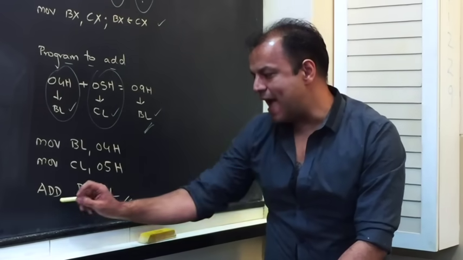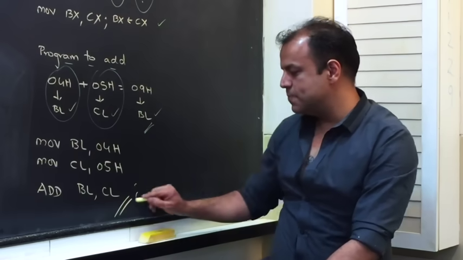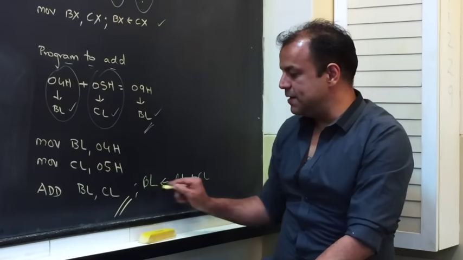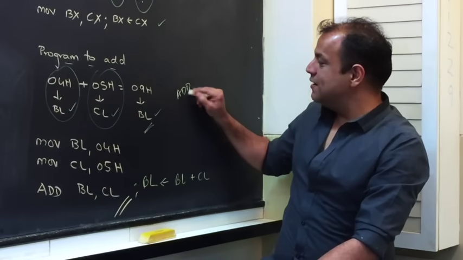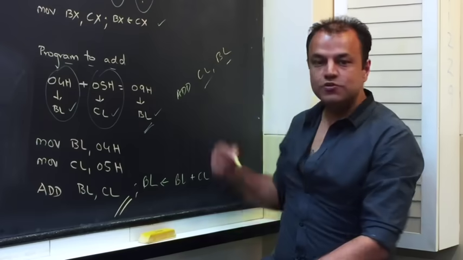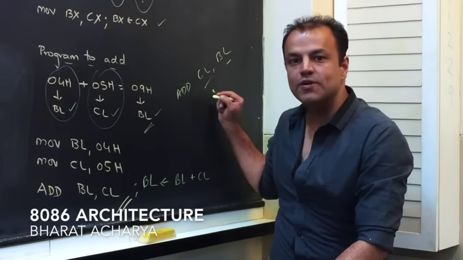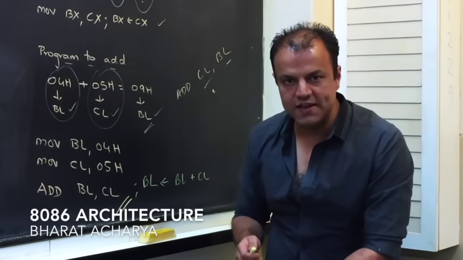What should I write? Add BL, CL. What will it do? BL plus CL, and we'll put the result in BL. Had I written add CL, BL, it would produce the same result 9. But now we'll store the result in CL. So the first operand that you write is your destination. Tell me, did you understand this?